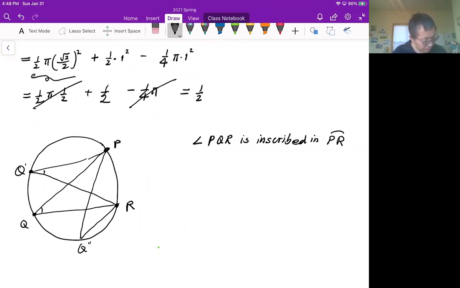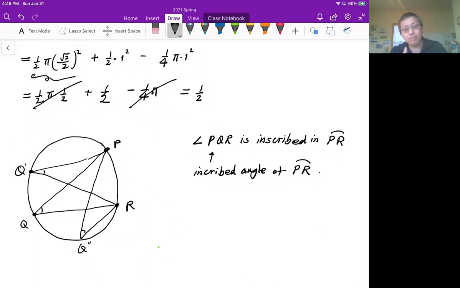Now, today, this angle is called the inscribed angle of PR. And then people just say, well, wait a second, you have three different angles here. How can you call all of them the inscribed angle of PR? In other words, are those three inscribed angles the same or different?